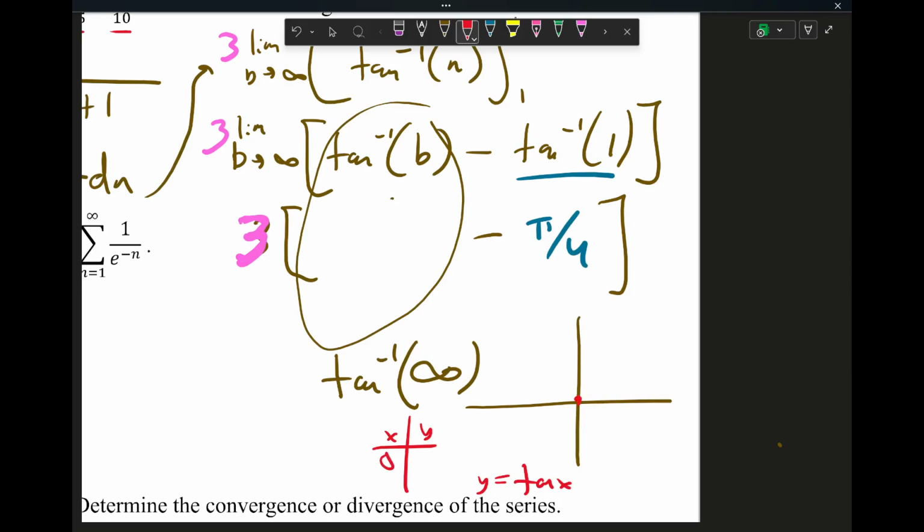But at 0, we get 0. At pi over 4, we get 1. Anyway, it looks like this. So this angle right here, where the tangent value is approaching infinity, is what I want to put in place here. Because inverse tangent of infinity, what angle gives me a tangent of infinity? So, do you know what angle that would be? Think of tangent as sine over cosine. If tangent is sine over cosine and I want it to be as big as possible, do I want sine to be big or small?